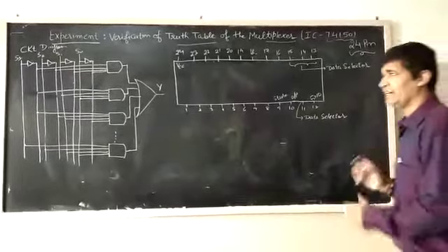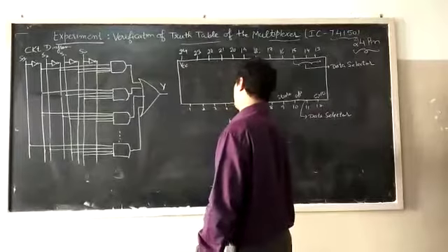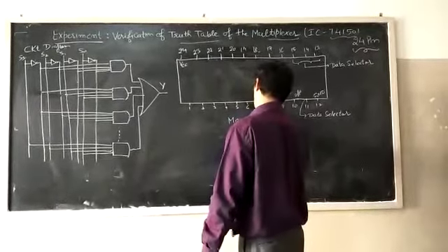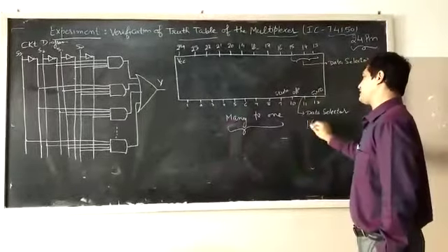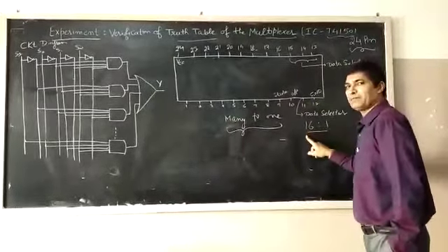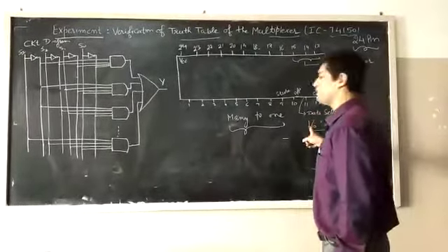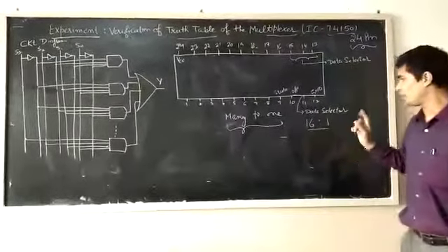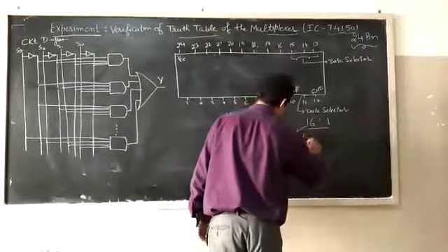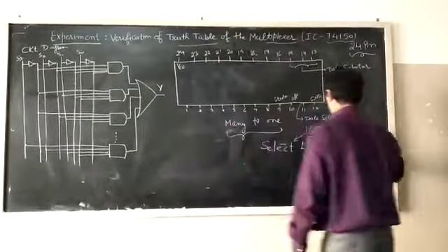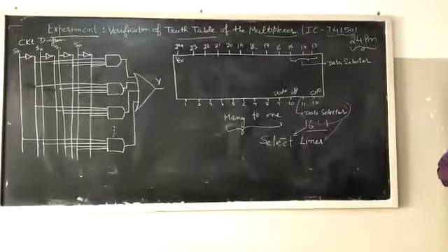Multiplexer, we have already studied in the theory classes. Multiplexer means many to one. Let us say here we have to write the multiplexer 16:1: 16 inputs, 1 output. So which input has to be selected for the output? It is based on the select lines, which are also said as data selectors.